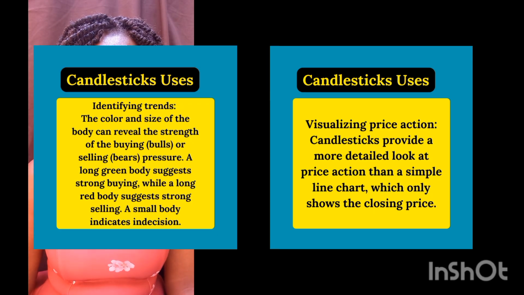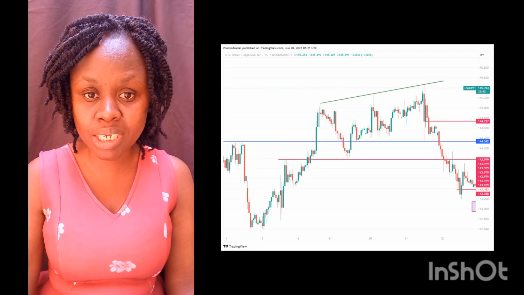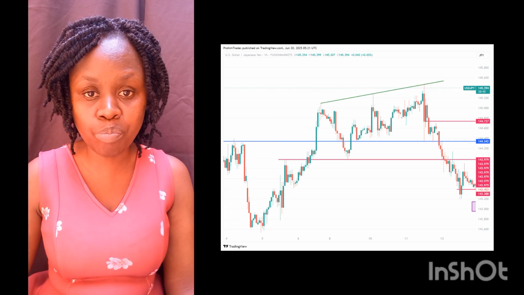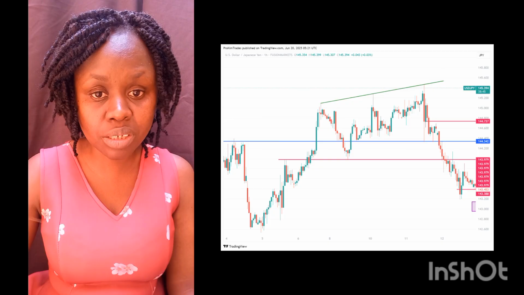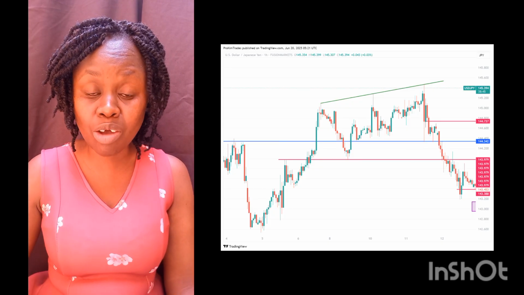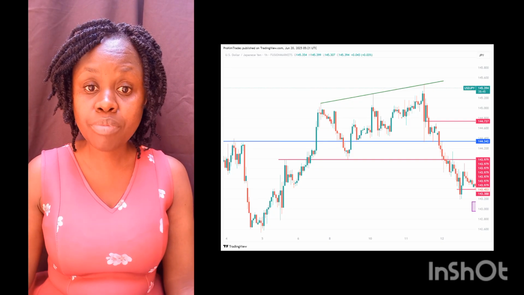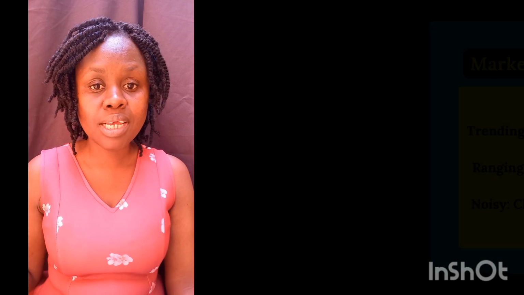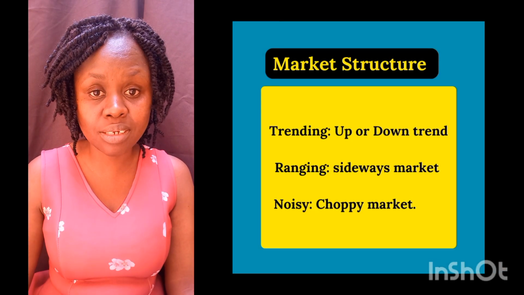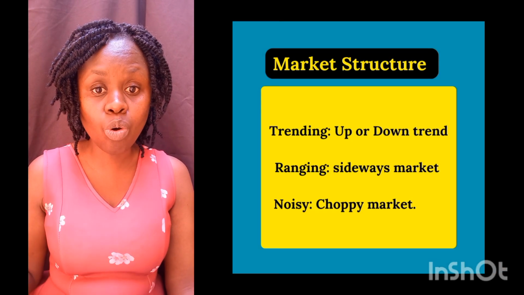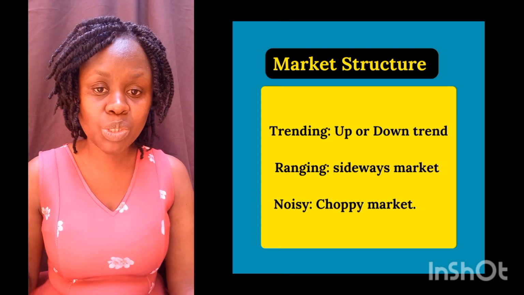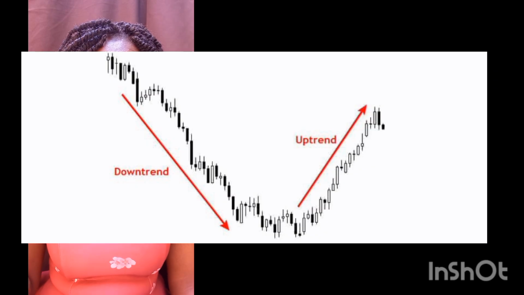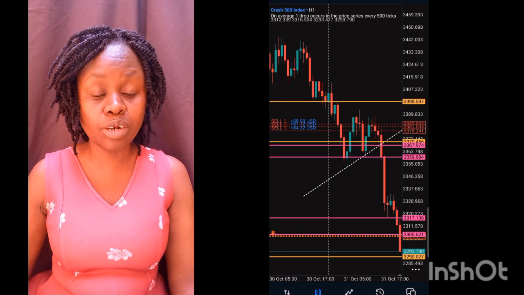The market structure is the layout of the market. What you see on your chart, if you open your chart, the first glance that you have, you're seeing the structure of the market. So a structure of the market falls under four different types. The structure of a market can be trending, can be ranging, or it can be noisy. So did I say four? I guess it's three.